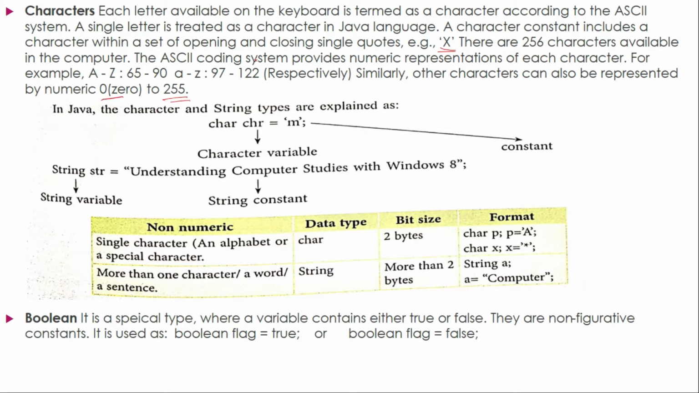Many types of coding systems are there. We are talking about ASCII. One is Unicode.